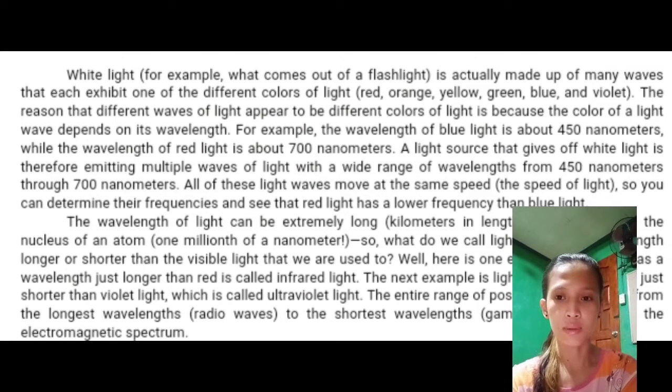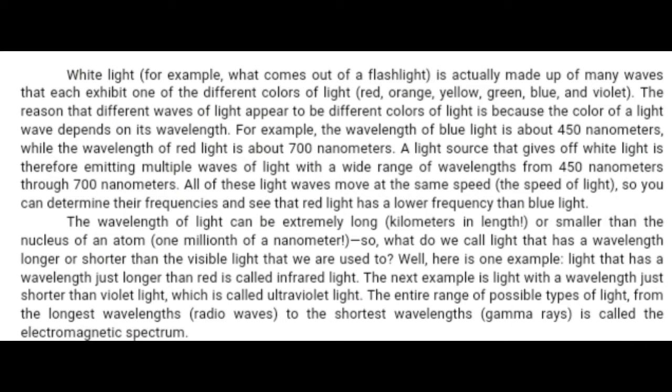White light, for example, what comes out of a flashlight, is actually made up of many waves that each exhibit one of the different colors of light: red, orange, yellow, green, blue, and violet. The reason that different waves of light appear to be different colors is because the color of a light wave depends on its wavelength. For example, the wavelength of blue light is about 450 nanometers, while the wavelength of red light is about 700 nanometers. A light source that gives off white light is therefore emitting multiple waves of light with a wide range of wavelengths from 450 nanometers through 700 nanometers.